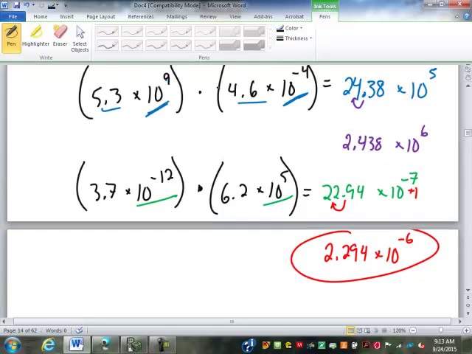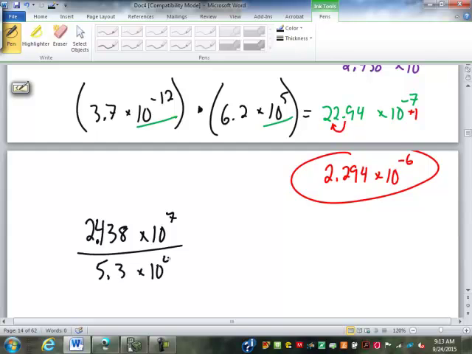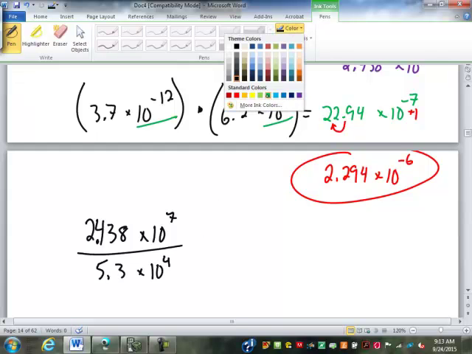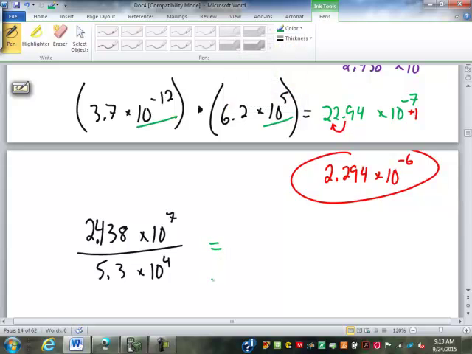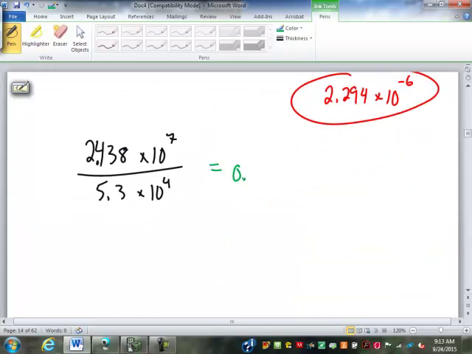Well, what if we go to divide? So we have 2.438 times 10 to the 7th divided by 5.3 times 10 to the 4th. Well, we divide the numbers. 2.438 divided by 5.3 is 0.46. Times, well, we're going to combine the names. That's 10 to the 7th divided by 10 to the 4th. When we divide, we subtract the powers. 7 minus 4 is 3.